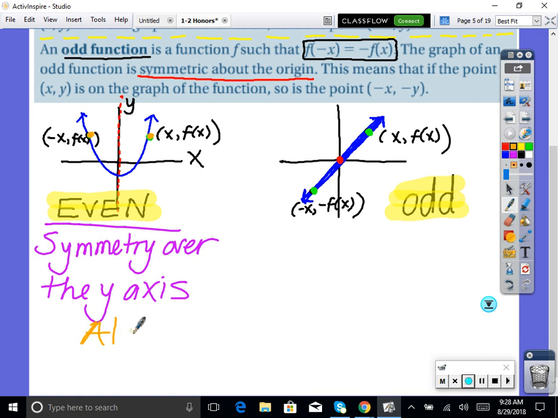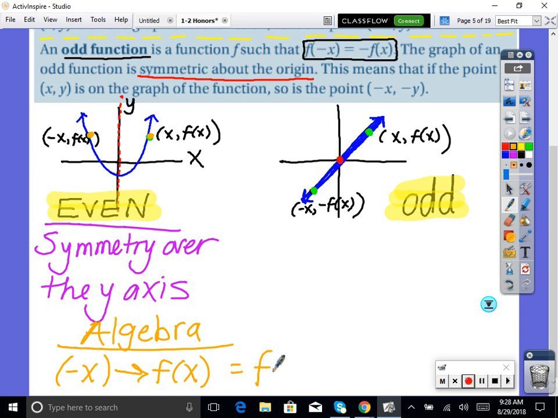So write this down. Algebra. This is how we determine if something is even with algebra. You plug in negative x into the function, because instead of looking at positive x, we want to look at negative x. So you plug in negative x, I'm putting it in parentheses, into the function f of x. Then you simplify it down. If it comes out to be the same f of x, the original f of x, it's even. We plug in a negative x and we get out the same y value, it's even.